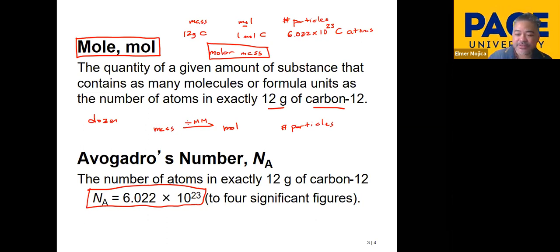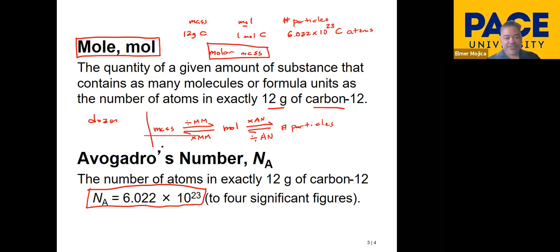Okay? So if you're given the mole and you want to determine the mass, all you need to do is multiply it by the given molar mass. And if you're given the mole and you are asked to determine the number of particles, all you need is to multiply it by Avogadro's number. And if you're given the number of particles and you are asked for the number of moles, you just divide it by Avogadro's number.